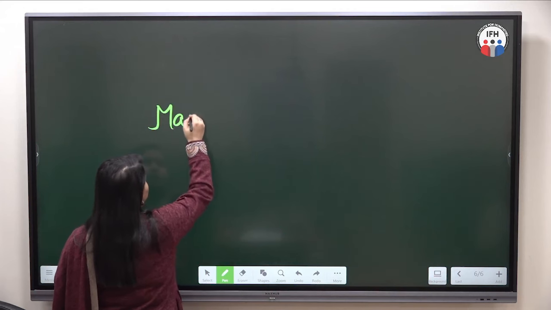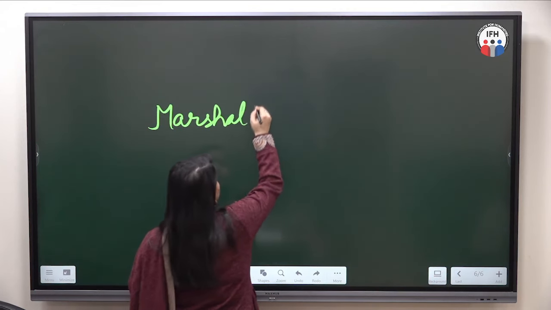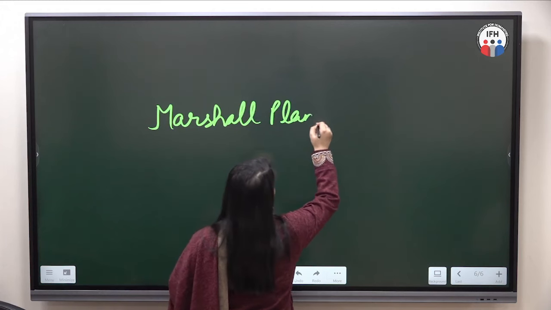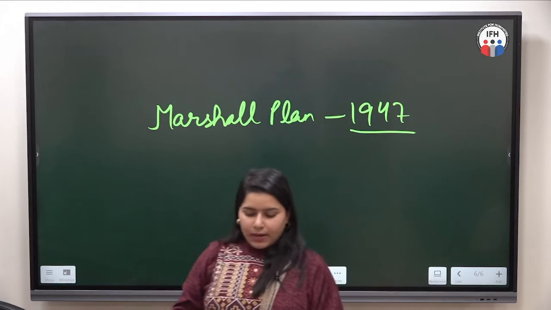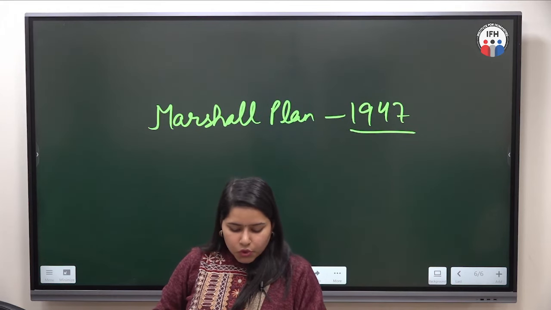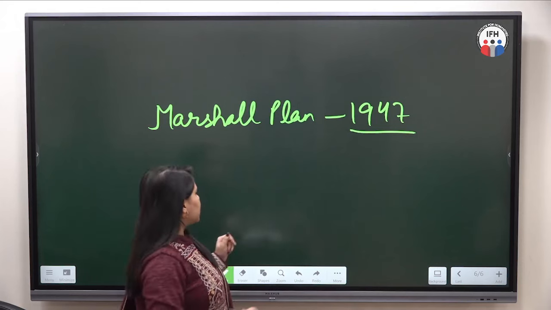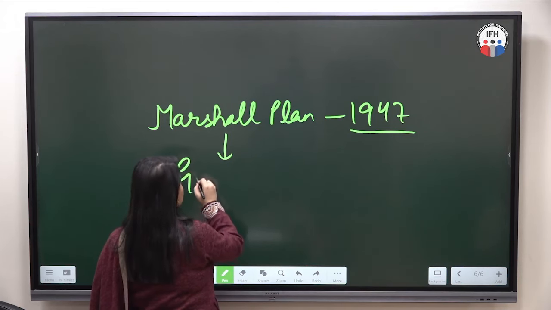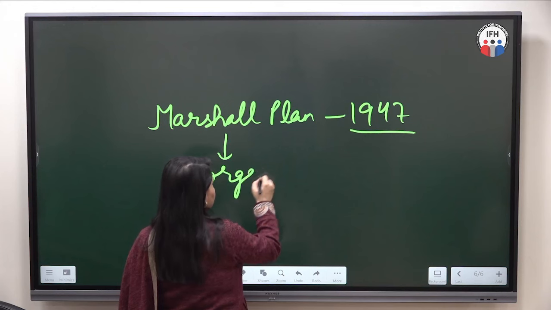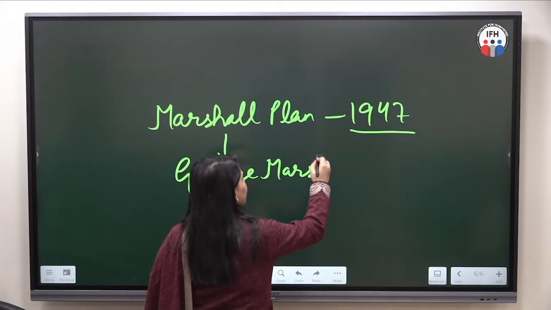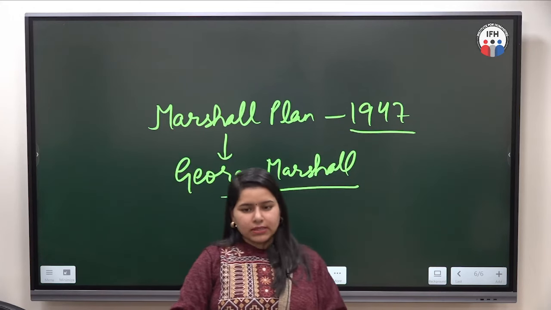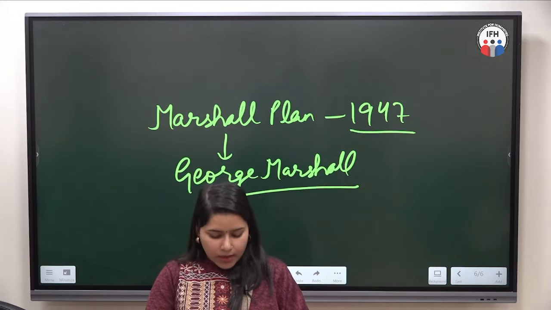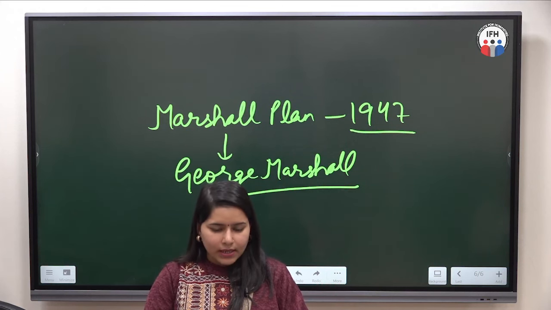And who announced this Marshall Plan? US Secretary of State, right? He announced this Marshall Plan, US Secretary of State George Marshall. That is why it is known as Marshall Plan. Now why it is known as Marshall Plan, if somebody will ask you, you can tell, right? And what he basically did, that he announced a program, that is ERP program. Kindly underline this in your notes, European Recovery Program.